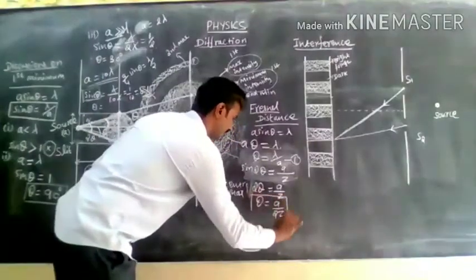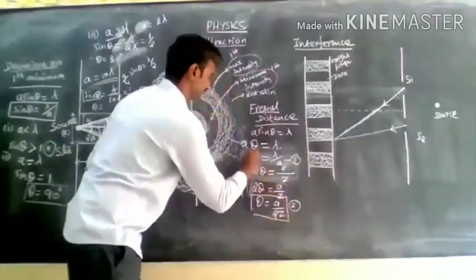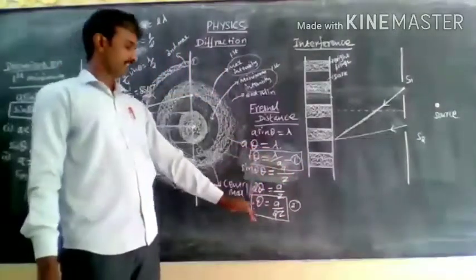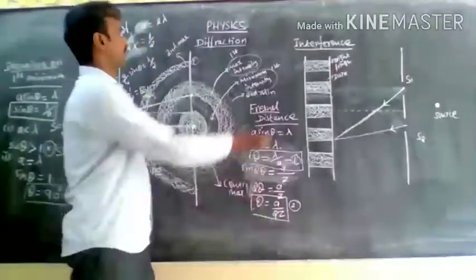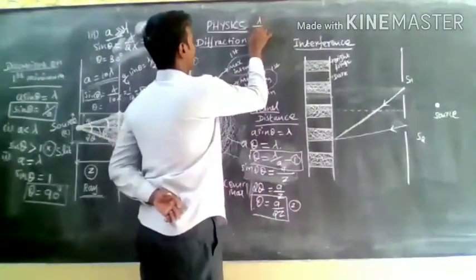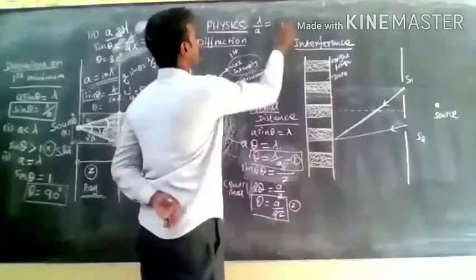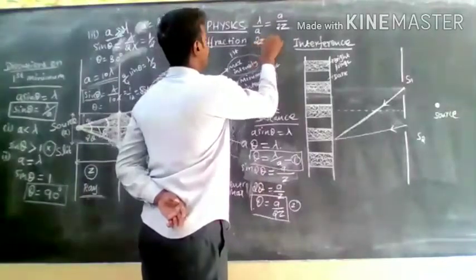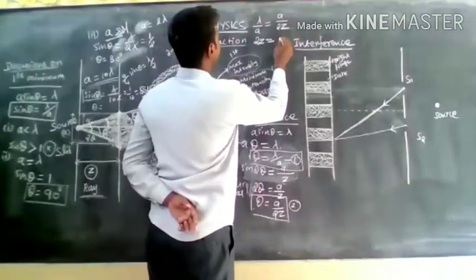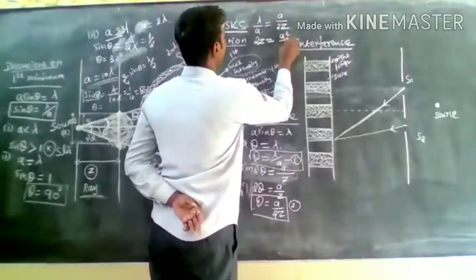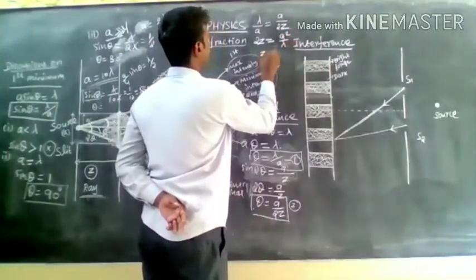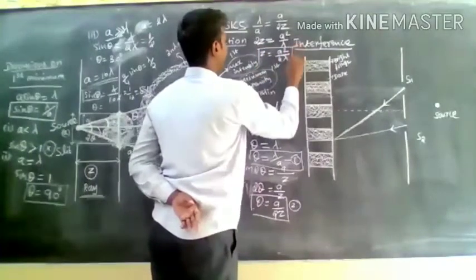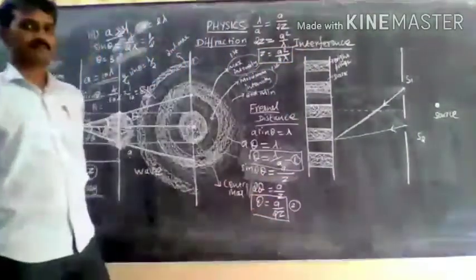Now compare equations 1 and 2. Theta is equal to lambda by a, and theta is equal to a by 2Z. So equate both equations: lambda by a is equal to a by 2Z. From this equation, 2Z is equal to a squared by lambda. Then Z is equal to a squared divided by 2 lambda. So this is the formula for the Fresnel distance.